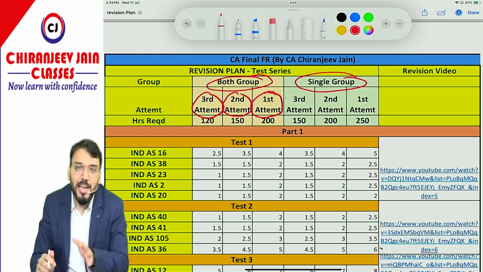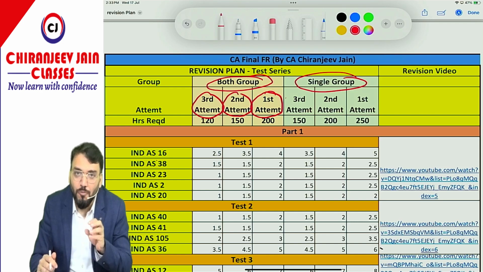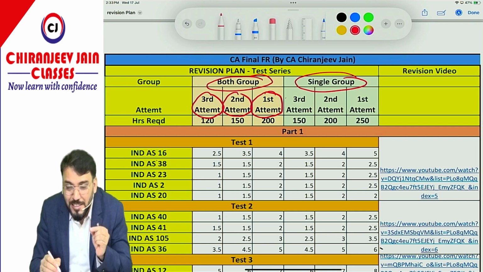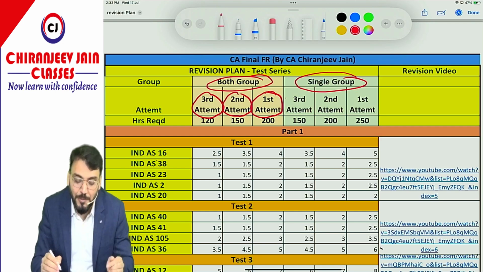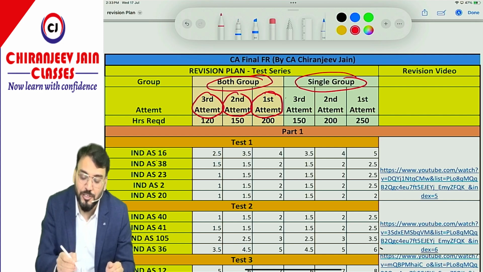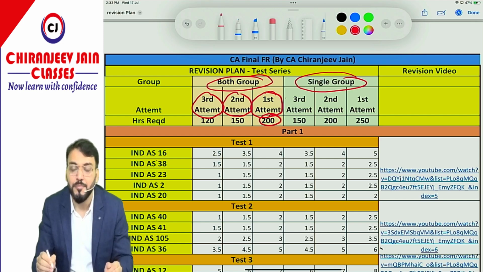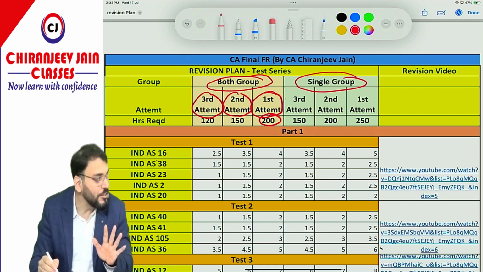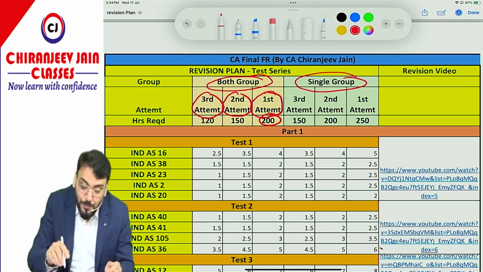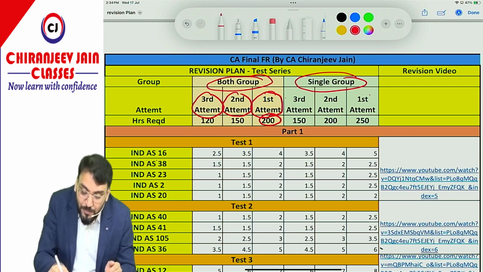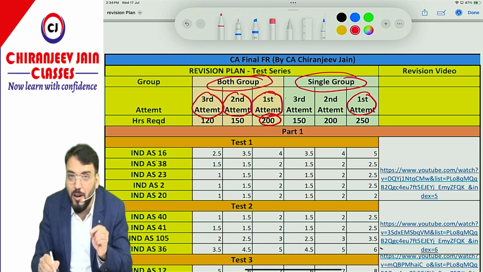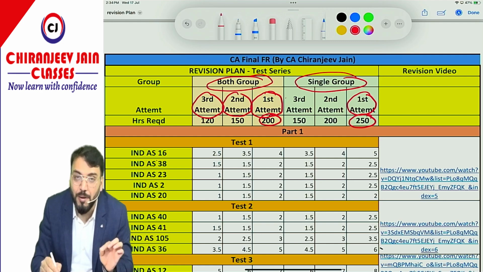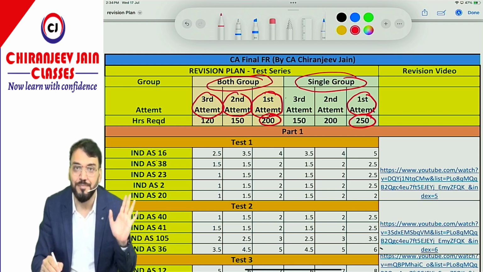Based on my experience, what I have concluded is that if you are writing both groups and it is your first attempt, the minimum number of hours required for FR revision is 200 hours. I am saying minimum. You can increase the number of hours as per your circumstances. That is your choice. And if it is a single group and you are writing for the first time, then the minimum is 250 hours. Once again, this is the minimum. You can increase it, you can't decrease it.